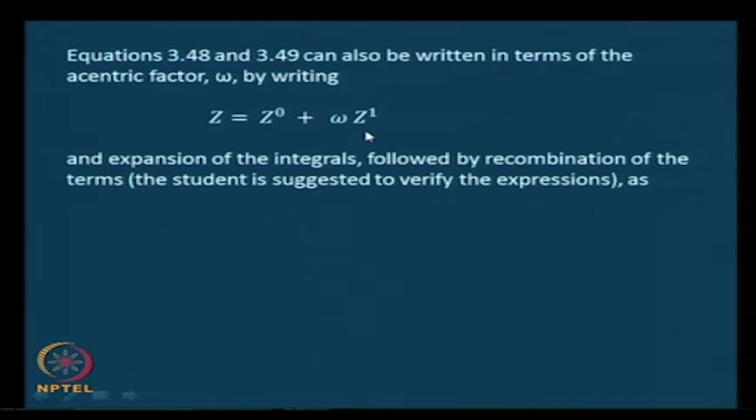Okay. What I would like you to do is substitute Z equals Z0 plus omega times Z1 in the previous equations 348 and 349 and group the terms appropriately in the integrals and get at the actual expressions. It is good for you to do that because I am not going to give the complete derivation here. It is good for you to do that and convince yourself that whatever I am going to present next is what you are actually getting.